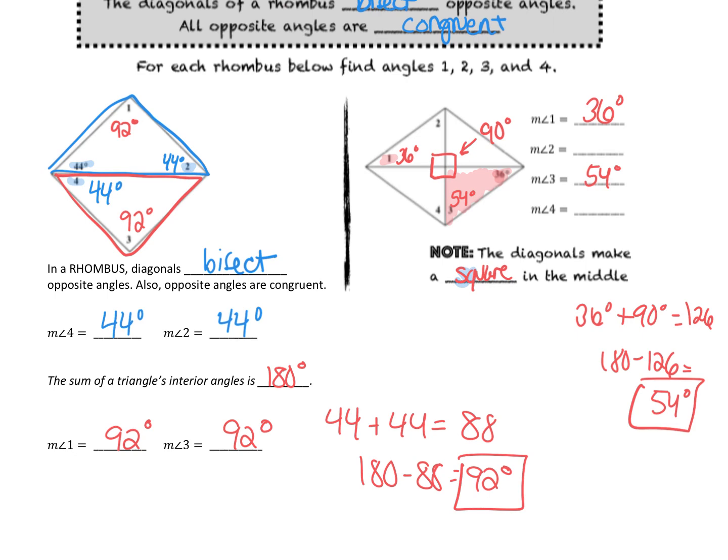Then remember that rhombuses cut their opposite angles in half. They bisect each other. So that tells me that since angle 3 is 54 degrees, angle 4 must also be 54 degrees. And angle 2 must also be 54 degrees. So angle 2 is over here. That one must also be 54 degrees because it's right across from, or opposite, angles 3 and 4. And then that one's done.